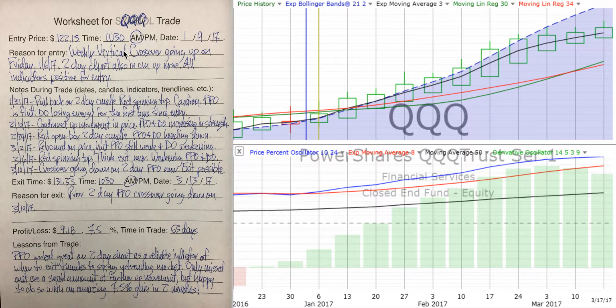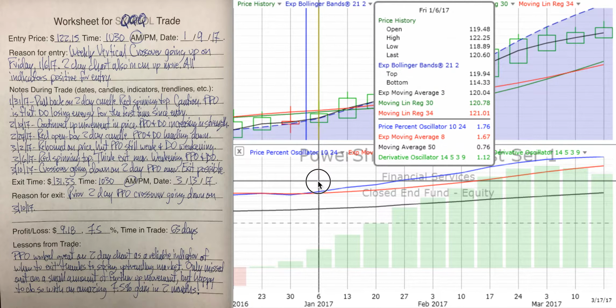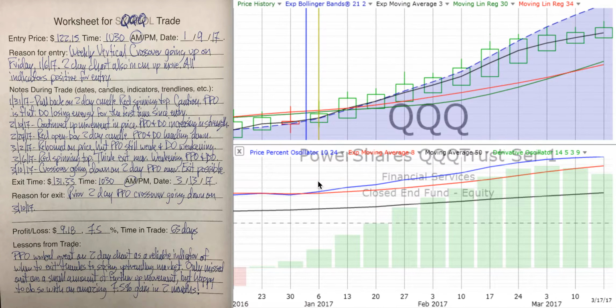So let's jump in. At the top we have worksheet for what? QQQ. That is the NASDAQ 100. We see the entry price was 122.15. That, of course, was at 10:30 a.m. on Monday. It's always going to be a Monday when we're jumping in at 10:30 because why? We had a weekly vertical crossover occur on the 6th of January. So that following Monday, the two-day chart had proceeded going up.